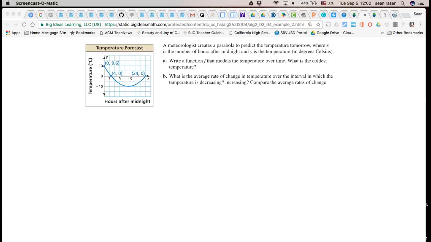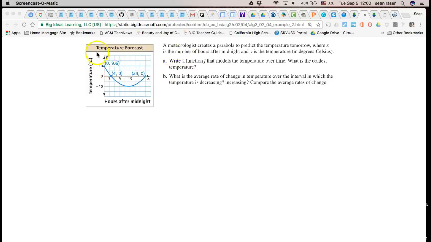Welcome to the second example video for section 2.4. So in this problem, it's going to be very similar to the last example that we just did, except we're given a little bit of different information about our function. So we need to use a different form of quadratic functions in order to find our equation.